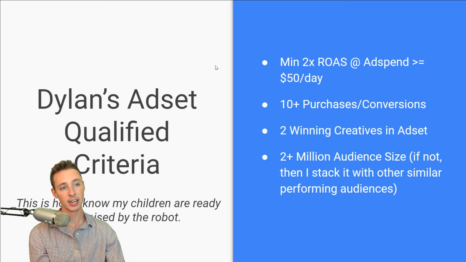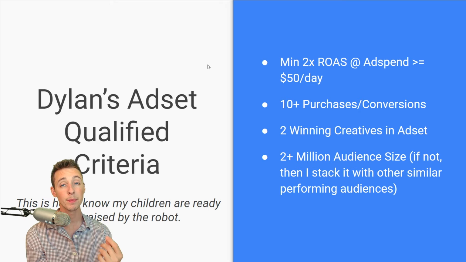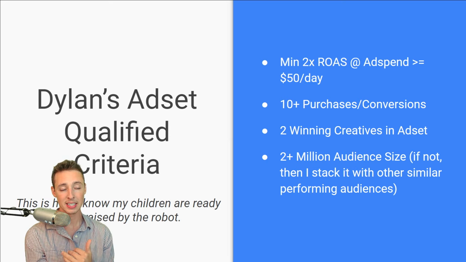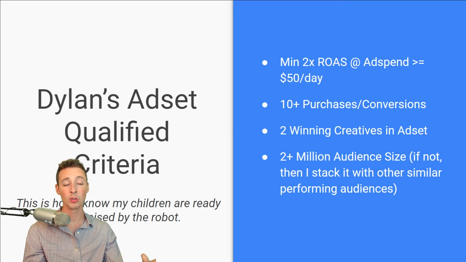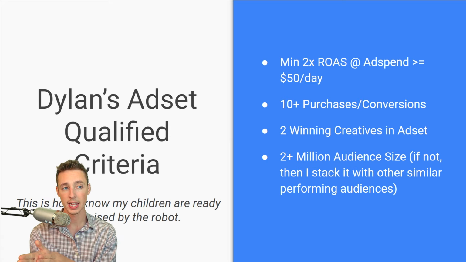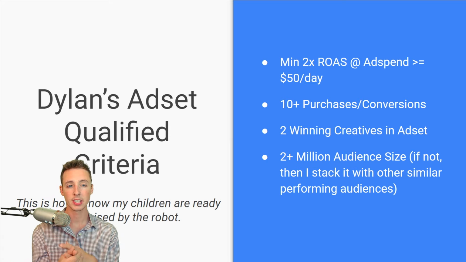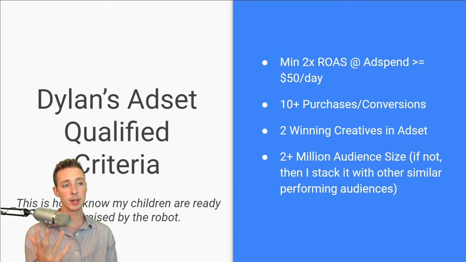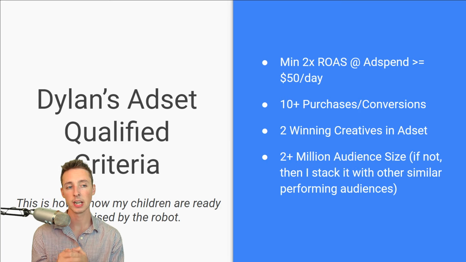And this is it right here. The first thing, it needs a minimum return on ad spend of 2x. Anything lower than this is going to be hard to maintain profitability at scale. So I'm looking for an absolute minimum of a 2x return on ad spend when I'm spending greater than $50 a day on it. In my opinion, $50 a day is that sweet spot for good data per day. It gives you a good idea with the analytics to make an educated decision on an ad set. So if it's got a 2x ROAS and you're spending more than $50 a day, that's the first thing.